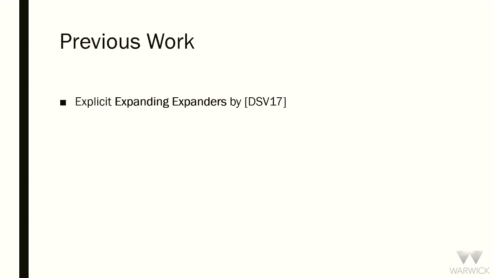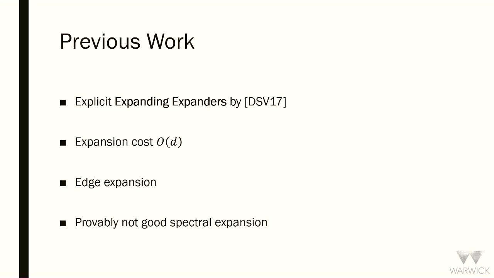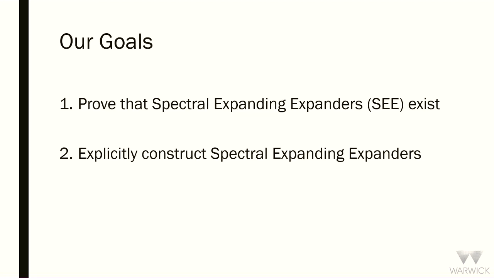Okay, so there is a previous work by Dinitz, Shapira, and Volodarsky, which is called Explicit Expanding Expanders. They construct expanders with optimal expansion cost, but they only get edge expansion. Okay? And provably, their construction doesn't give spectral expansion. So our goals for this talk are to prove the existence of spectral expanding expanders, and then to explicitly construct these objects. All right?